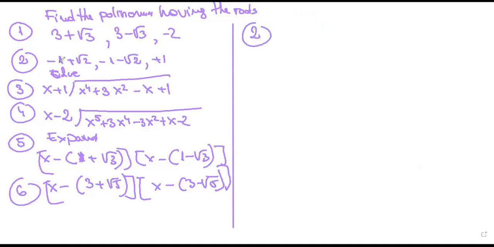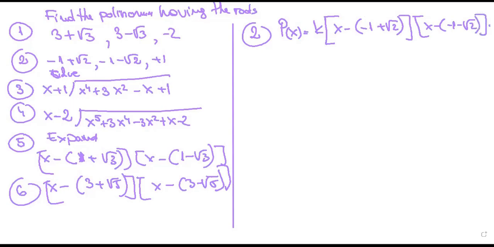So the roots are -1 plus square root of 2 and -1 minus square root of 2. So P of x equals K times x minus (-1 plus square root of 2) times x minus (-1 minus square root of 2) times x minus 1.